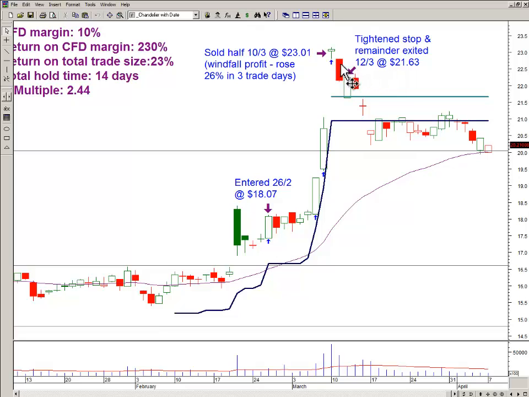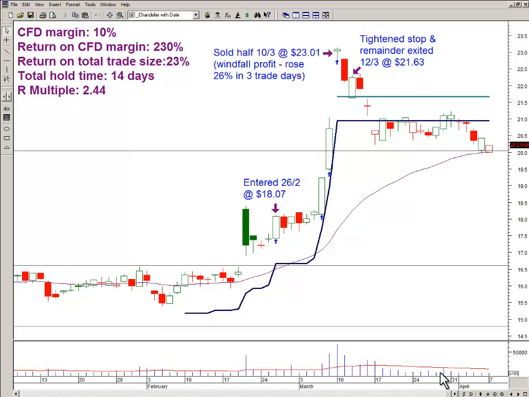So in this case, 2 trade days later, the rest of the trade was closed. So I closed the rest of the trade on the 12th of March at 21.63. So I held this trade for a total of 14 days, so it was a very quick trade, this one. I made 23% on the total trade size. Now it had a 10% margin outlay also, so based on the margin outlay it was a 230% return on the margin. And the good news is I made a 2.44R multiple. So I took profits of more than double my risk size on this trade.